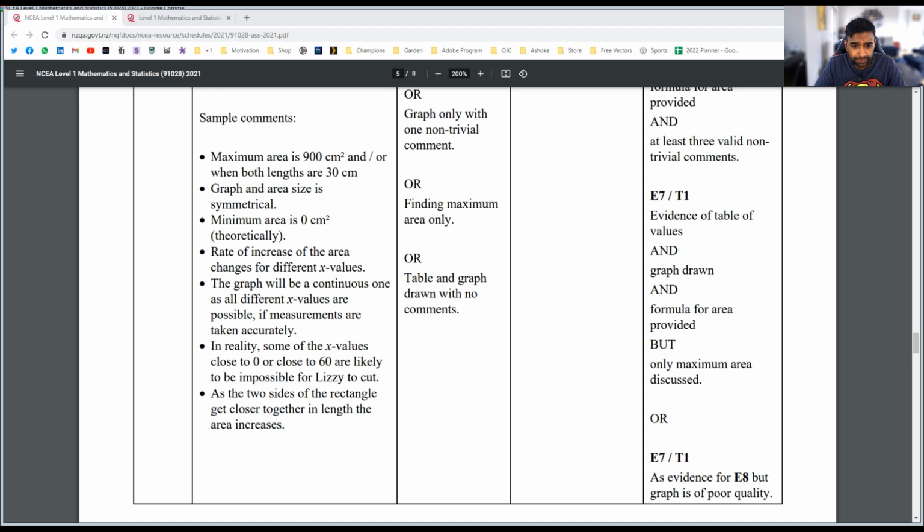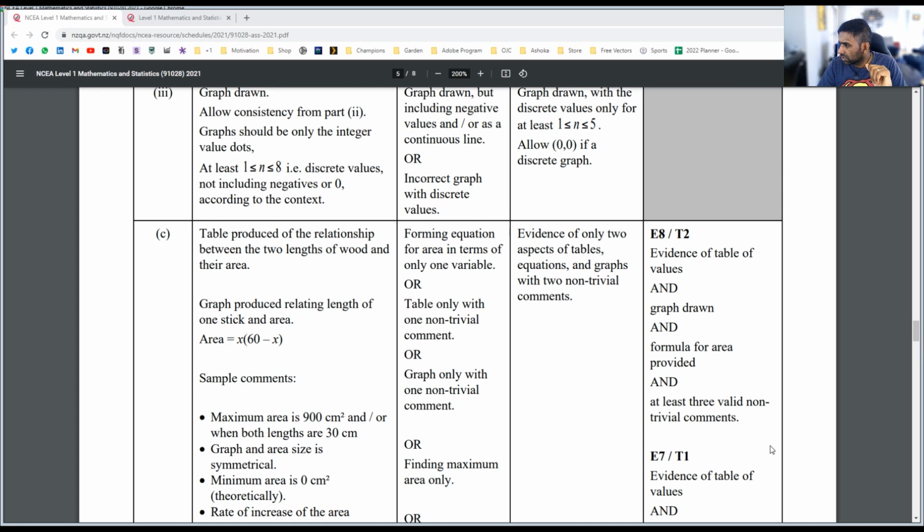They also talk about some of the realistic x values. Like, you can't really have a planter box that is 59 centimeters that way, and then have a height of 1 centimeter. There's going to be nothing that's going to be planted that's going to grow out of that. So it's just being a bit realistic about some of your comments. And it looks like you need at least 3 valid comments.